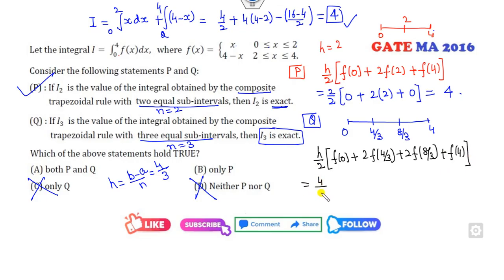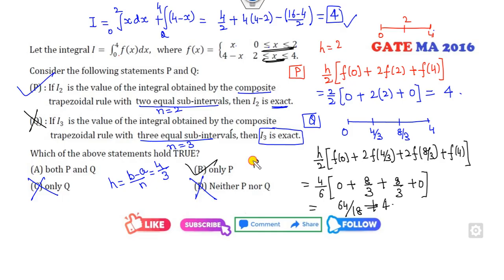So I can substitute here. It's 4 over 6. f of 0 is 0. 4 over 3 lies here, so it is x. So it's 8 over 3. 8 over 3 lies here. So 4 minus 8 over 3 is 4 over 3, plus 8 over 3 plus 0. So clearly it is 16 over 3. It is 64 over 18, which is not equal to 4. So this is not exact. So the right answer is only B.